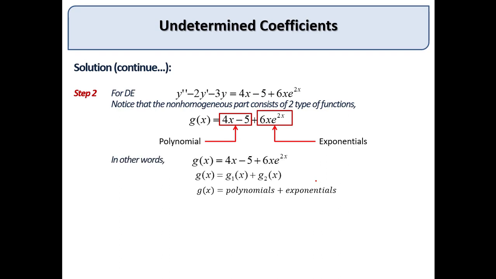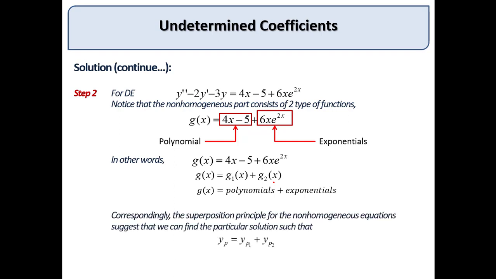Basically what we do is break our gx into g1 and g2, the polynomial and the exponential function. Then we assume that our particular solution is also in two parts: one is the polynomial and the other is the exponential. For the polynomial, because it is of degree 1, we assume that yp1 is equal to ax plus b, which is also a first order polynomial.